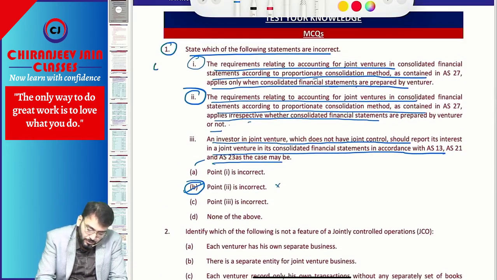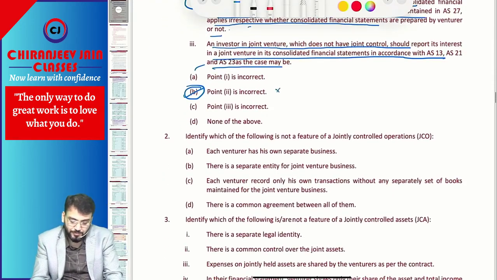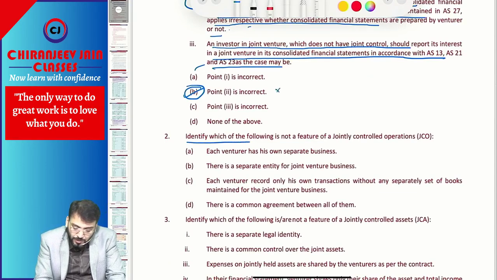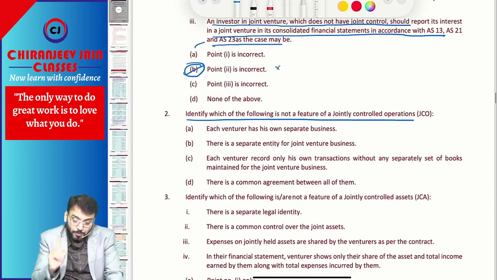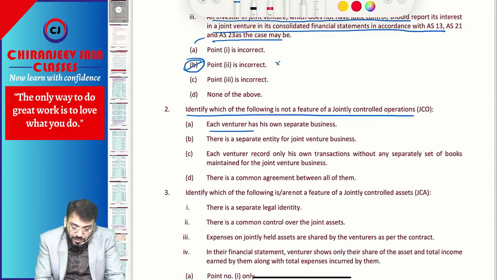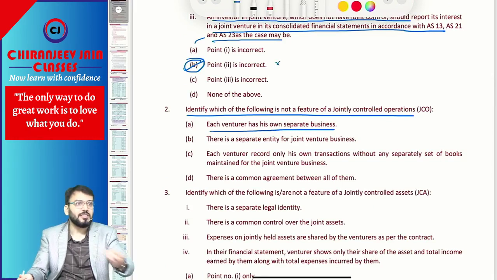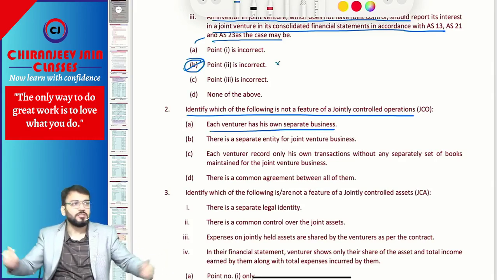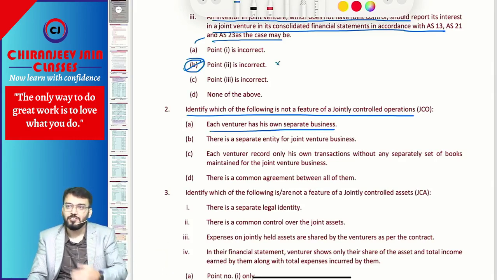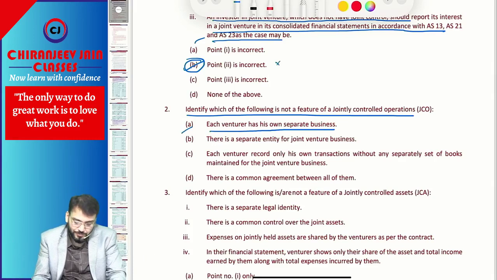Madam, good question. Just revise it. Understood? Then identify which of the following is not a feature of jointly controlled operation. Each venturer has his own separate business. Now, each venturer may have a separate business. I said now CJ sir and students have their own business. I started with this only. Yes, it is correct now.